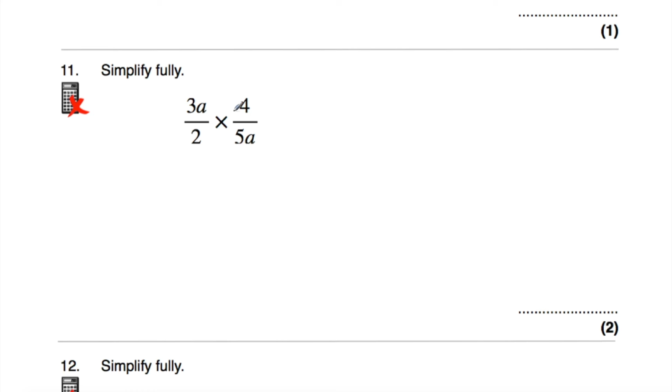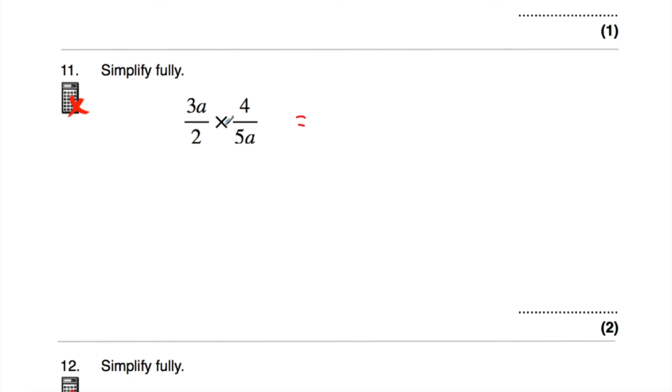But another approach would be to cancel down and then to multiply. So let's do that. Let's cancel down and then multiply. Now, because we know we're multiplying the two numerators together, and then we're also multiplying the two denominators together, you can actually cancel down anything on this numerator with that denominator, and anything on that numerator with that denominator. So let's have a look at that.